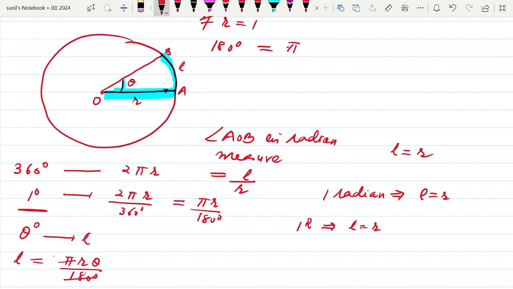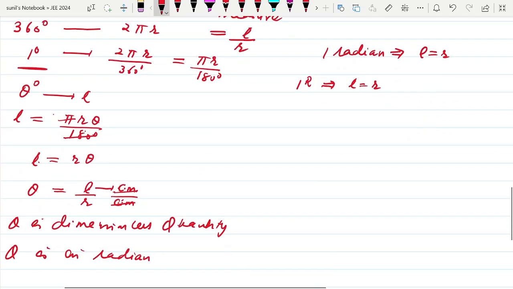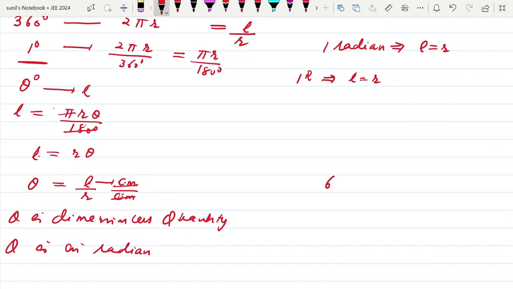One more thing: while mentioning the measure of an angle, we write, say, 60 degree, so this notation is of degree. If nothing is mentioned, then it is understood that the angle is taken in radian. So suppose we have written 2, it means this angle is 2 radian.